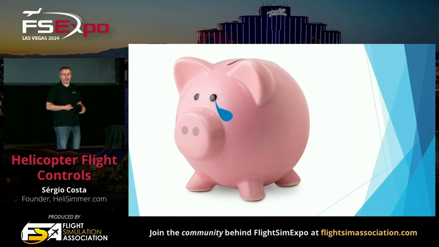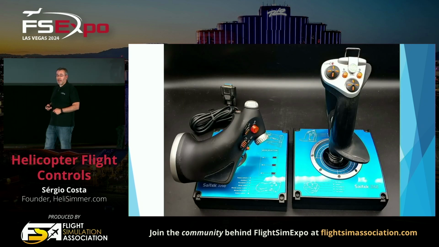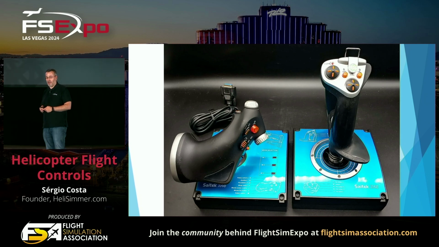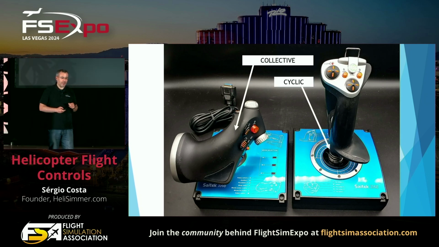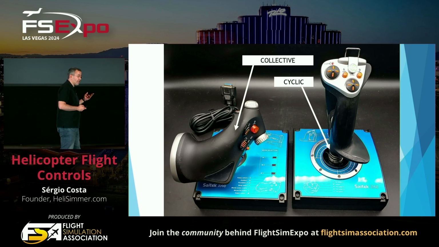So from this, the poor guy started crying when I started looking at the prices, and I went to this. This is the old Saitek X45. And I bought this system for a reason. I had the cyclic, which was the actual joystick. I had the collective, which was the throttle.